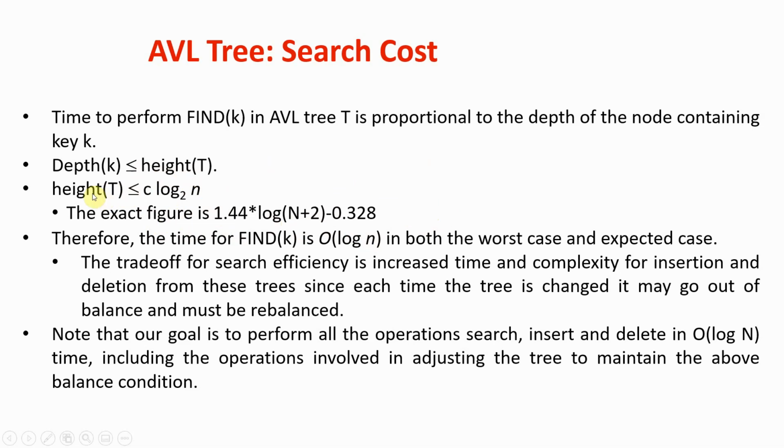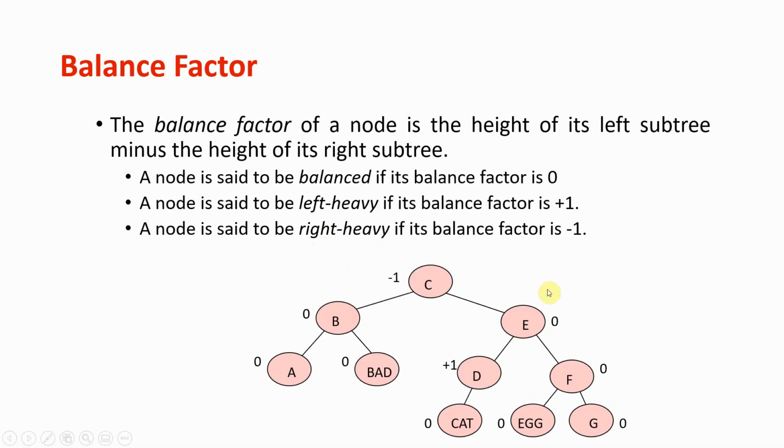But you can just know that the height of an AVL tree is always smaller than a constant multiplied by log of n. So it's going to be big O log n. So the search, insertion, and deletion are all going to be of order log n. And that's why we want to use an AVL tree, because it's height balanced, right? It makes sure that the height is as small as possible for the number of nodes that we have.